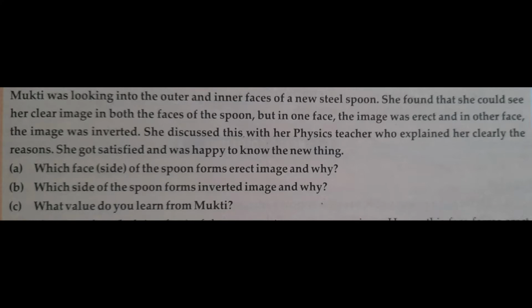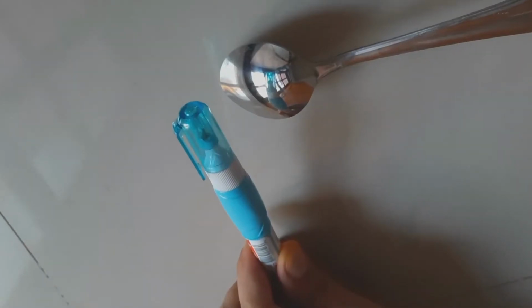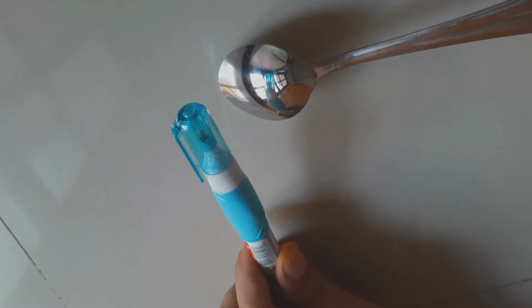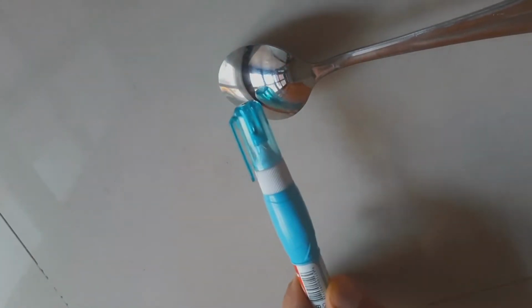First question, which face or side of the spoon forms an erect image and why? The outer, bulging face of the spoon acts as a convex mirror. Hence, this face forms an erect image. You can see the correction pen and its image, an erect image, in this outer bulging face of the spoon.